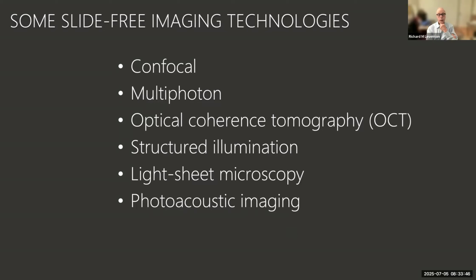Confocal microscopy, and a similar technique called multi-photon microscopy. And then a completely different technique called optical coherence tomography. Structured illumination, which is a different way of achieving thin sectioning on thick tissue by actually using light that's shaped in some way to define a certain plane of vision. Light sheet microscopy, which is actually a way of getting three-dimensional images.